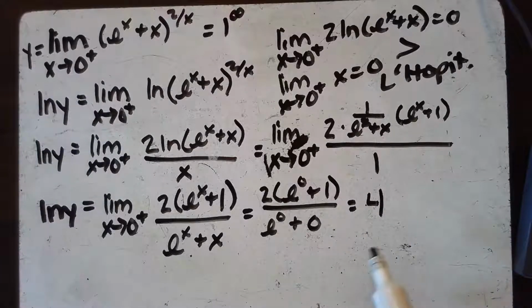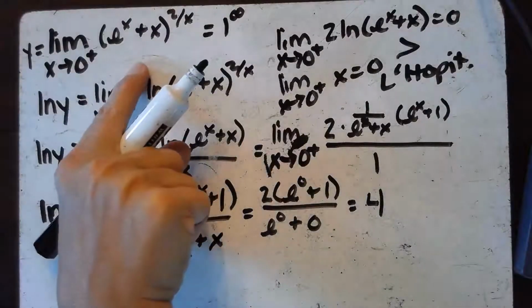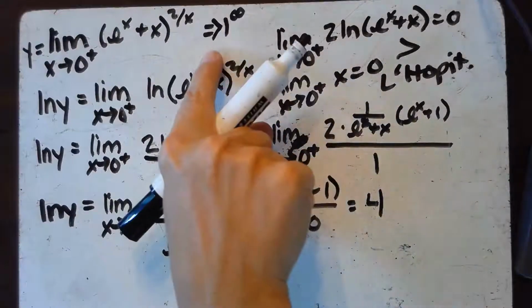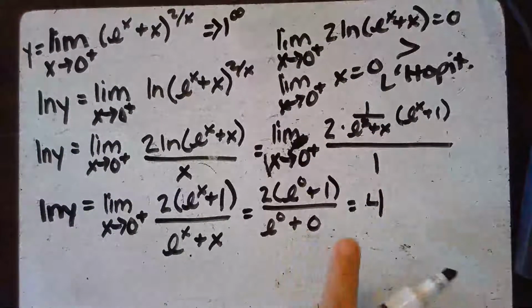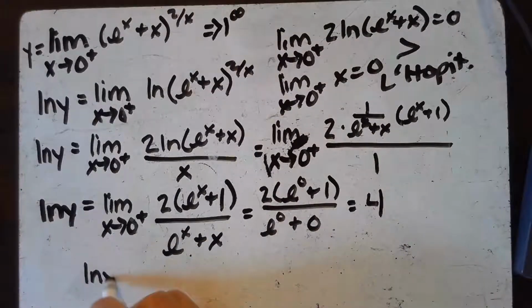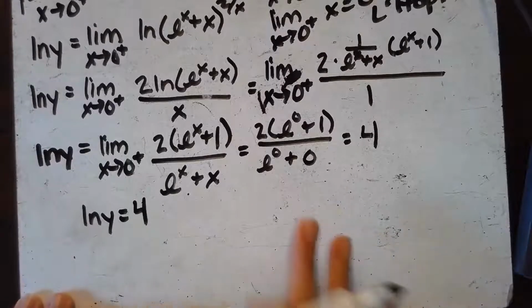Now, here's my issue. That's not what y is. Y is what the limit equals. And I shouldn't have put equals up here. I should have put an arrow, because that's wrong if it's written like that. So what I'm going to do is take the natural log of y and set it equal to 4. And I have to solve for y.